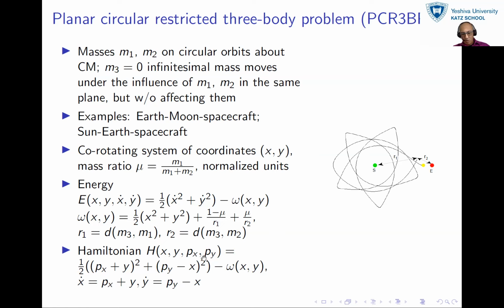And then you get a Hamiltonian system that is autonomous, so there is no time in this formula for the Hamiltonian system. The Hamiltonian, again, is more or less kinetic plus potential energy. Okay? So this is the planar circular restricted three-body problem, and it's a good model to study the motion of a spacecraft relative to Earth and Moon, or Sun and Earth.